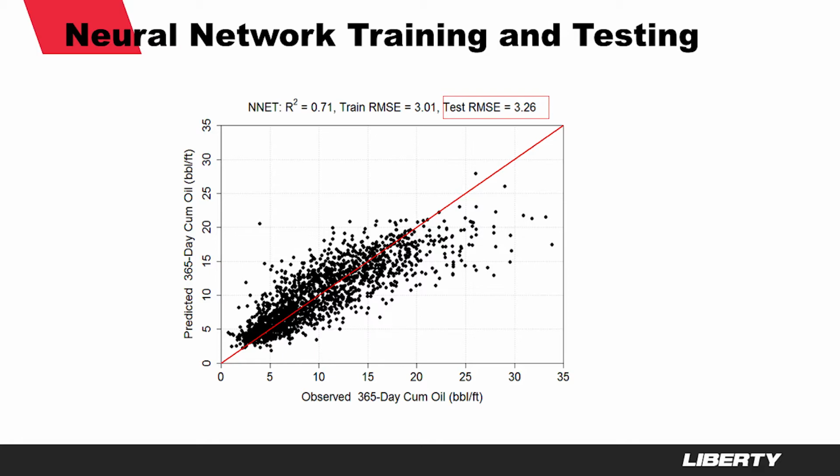We have an R-squared of about 0.71, and more importantly, the root mean squared error is about 3 barrels per foot, which is pretty low. Also, the test RMSE is only slightly higher than the training, which indicates that we have a model that's not significantly overfitting the data.